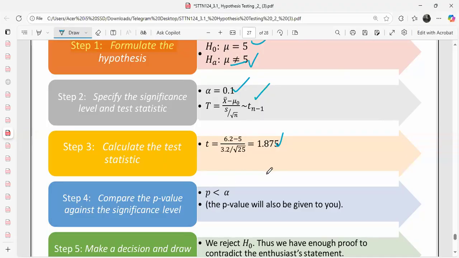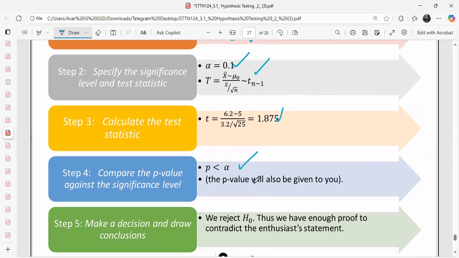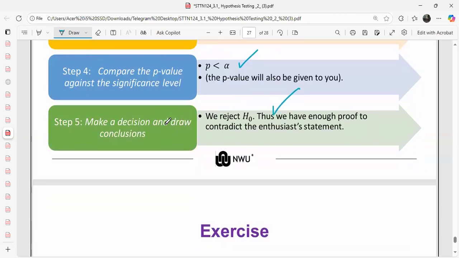So the bigger one will be 0.1. Therefore 0.073 is less than 0.1. Therefore we reject the null hypothesis. This is step number 4. When you go to step number 5, you'll say you reject the null hypothesis. The minute we reject the null hypothesis, we can conclude that we have enough evidence to contradict the enthusiast's statement. And you get the marks.